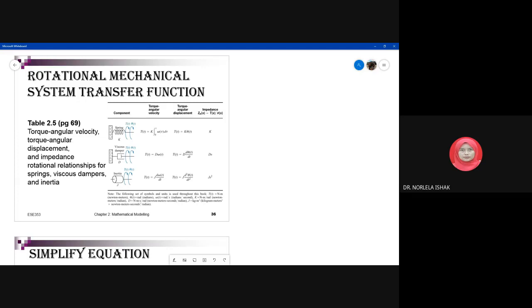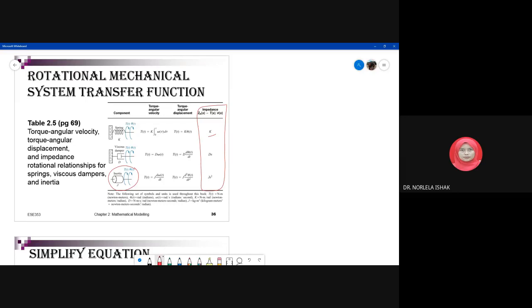For rotational, instead of a mass we have an inertia. The earlier one was a linear mechanical system with masses. But solving for the transfer function is similar, and we also use impedance. This is the impedance. The spring is the same as the linear, K, and the damper is also the same, but they have different labels.